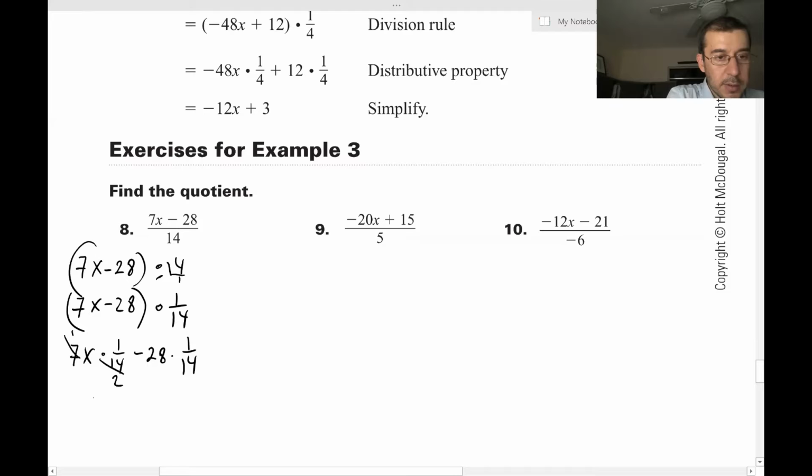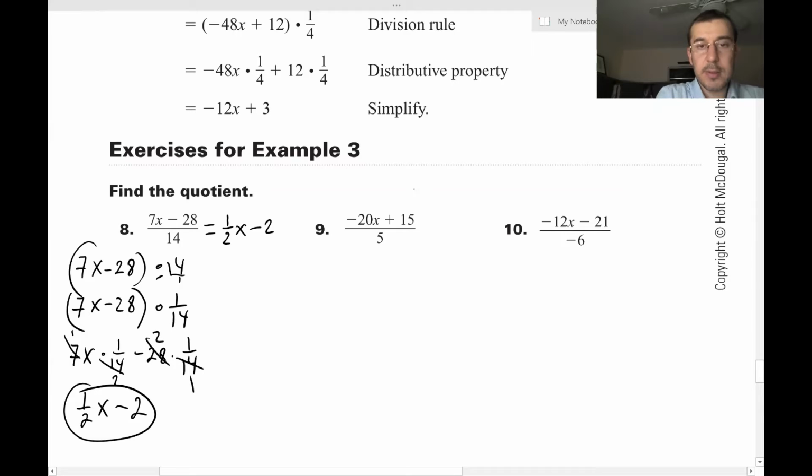So x over 2, or 1/2 x. And then minus 28 and 14 cancel out by 14, 1 and 2 here. So minus 2. So 1/2 x minus 2 is what we get. And you can do that quickly here. 7 over 14, that's 1, cancel out by 7, 1 over 2. So it's 1 over 2x. And then minus 28 divided by 14 is minus 2. So that's the same thing.